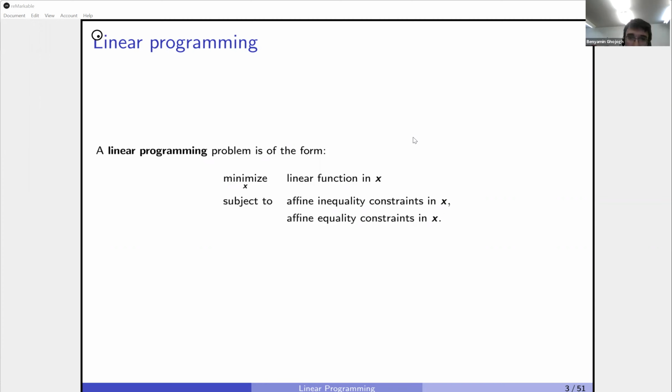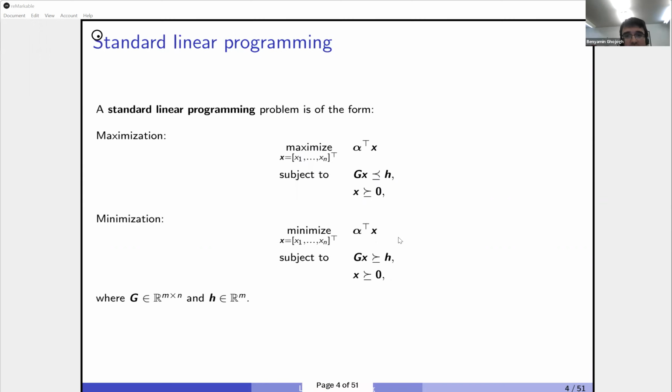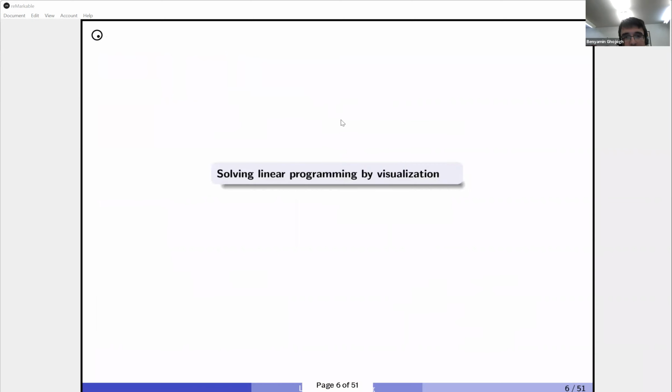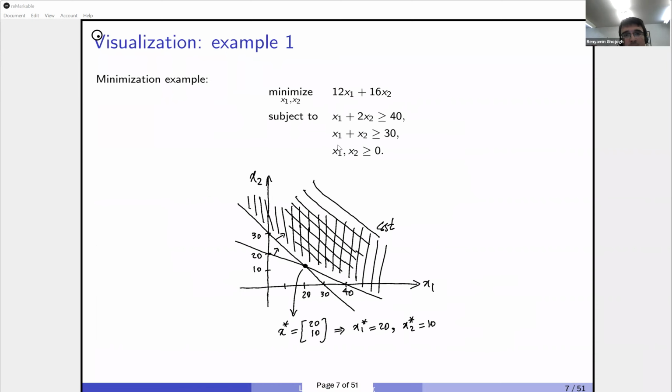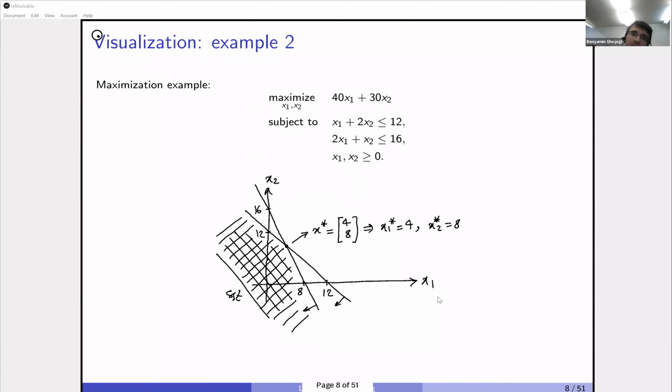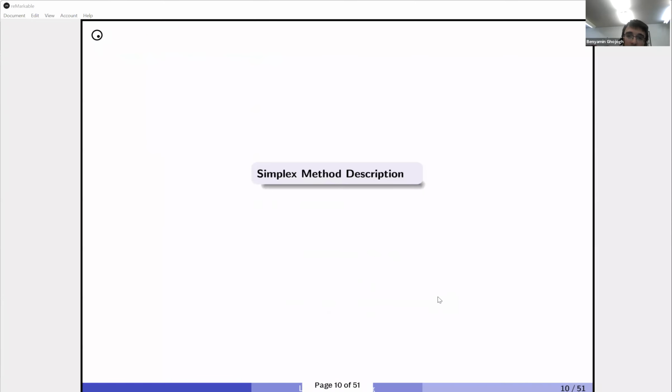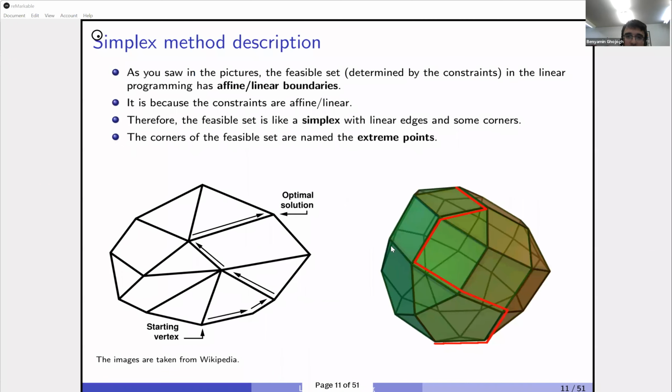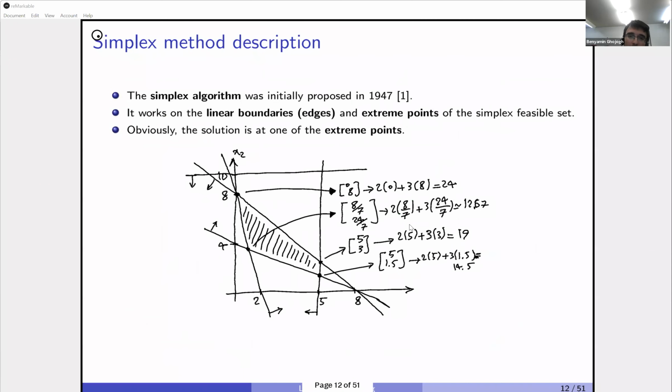In the next session, we'll go to linear programming, where, for example, we have such an example. Let me show you. We have two variables to optimize and some constraints, and visually, we can show the constraints. We can find the corners and solve it. We will also have some visual solutions. And then we will go and solve it using the simplex method.